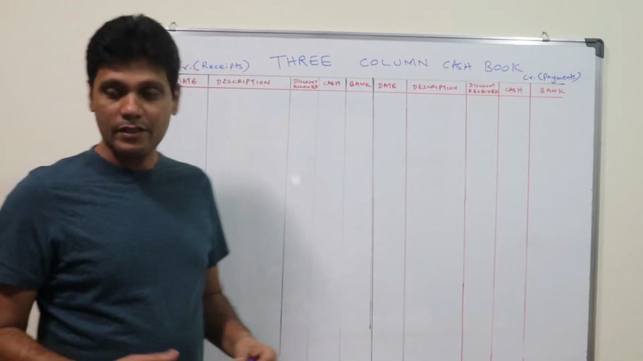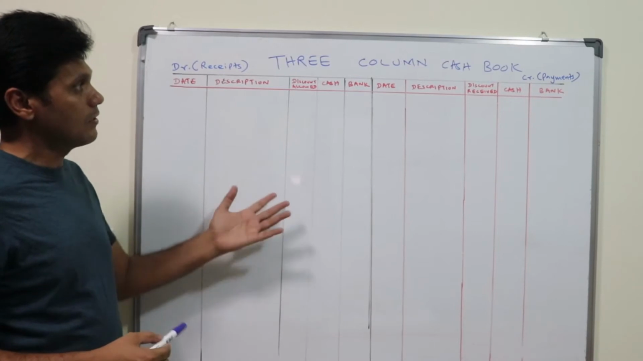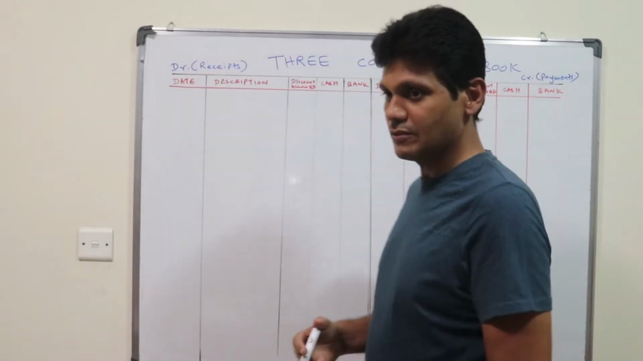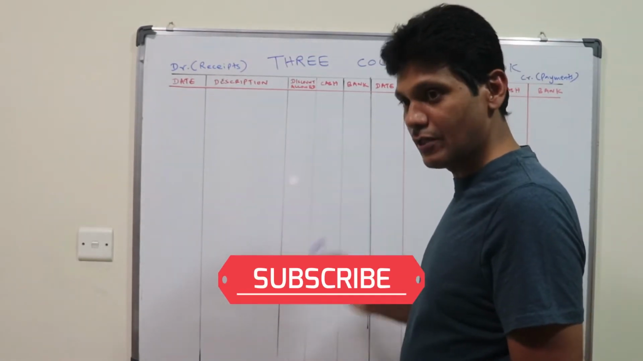We studied about a cash book. Now today we will discuss the 3-column cash book. What does it mean? A 3-column cash book means it should have 3 columns.